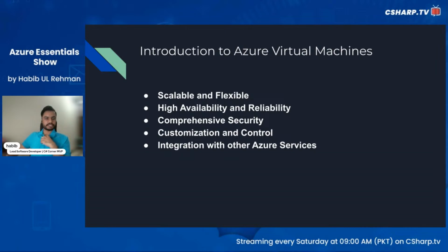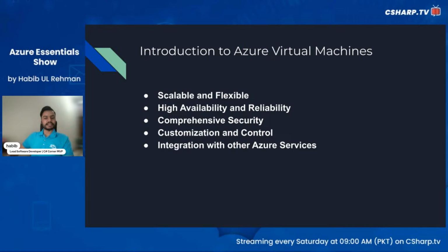First of all, Azure virtual machines are scalable and flexible. Azure virtual machines can be quickly scaled up or scaled down based on your business needs. This ensures you have the right amount of computing power all the time, helping to optimize cost and performance. And a wide range of virtual machine sizes and types are available to support different workloads, including general purpose, compute oriented, memory optimized, and storage optimized VMs.